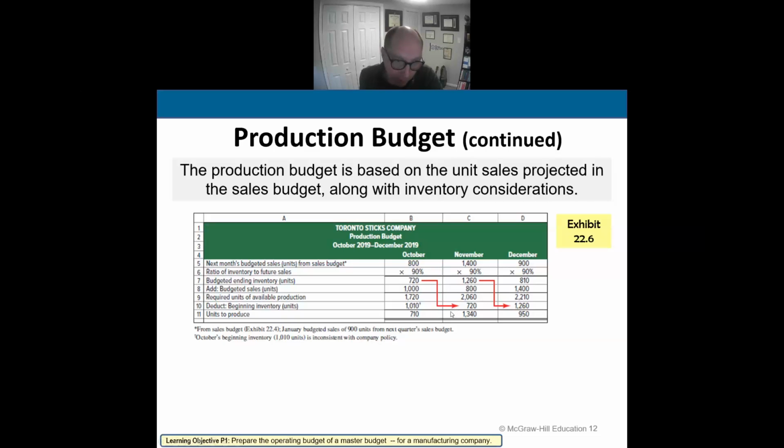Now you see this little red arrow. The red arrow here, yeah, it's connecting the 2 months. We take the budgeted ending inventory from the prior month to become the beginning inventory of the next month. That's what the arrow means. Very simply put, if I end the month of October with 720 units, or plan to end the month of October with 720 units, that of course will be my beginning inventory for November. If I'm going to end it with October, that means it's going to be the beginning for November. Make sense?